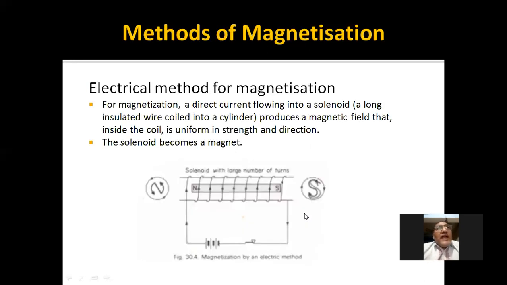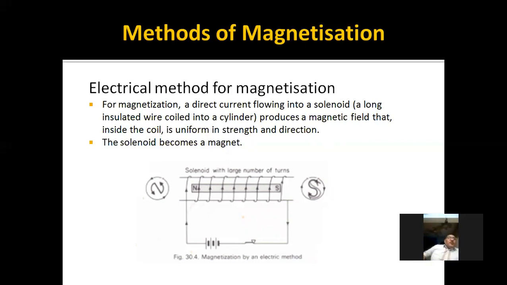Okay, and we have also an electrical method of magnetizing iron rods, or you can say steel rods, or even we can magnetize a solenoid. So very simple, try to understand. I use the word solenoid, so don't get confused with this word. I will explain what the solenoid means.